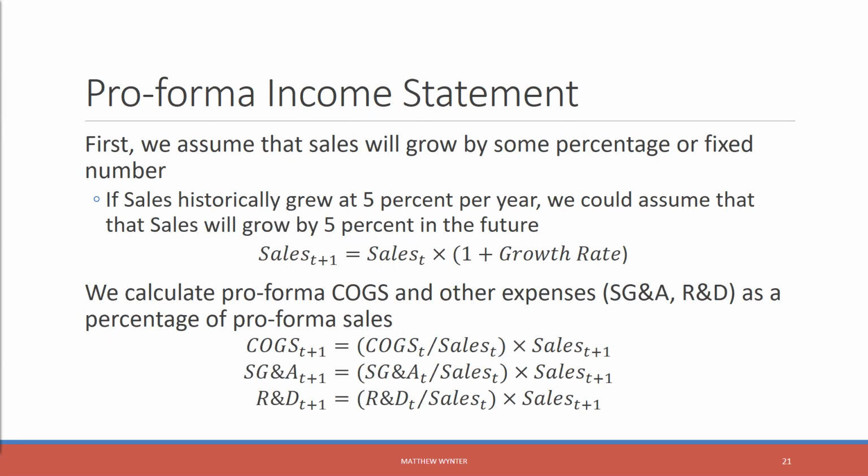My SG&A, my sales and general advertising expenses. If it took 30% of my sales to sell and to make people aware of what we do, I'm going to hold that fixed as well. And the same for R&D. So our cost of goods sold, our SG&A, and our R&D are different expenses we're going to assume are a fixed portion of sales. And with that fixed portion, we're then going to multiply them by our projected sales for the next period to get our pro forma income statement.